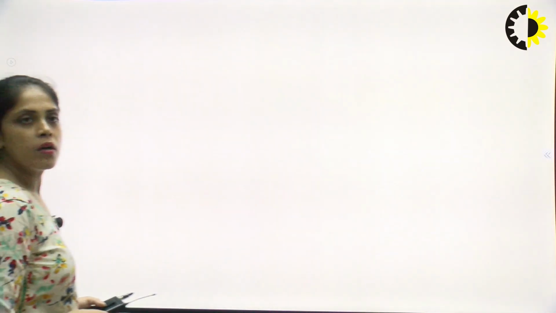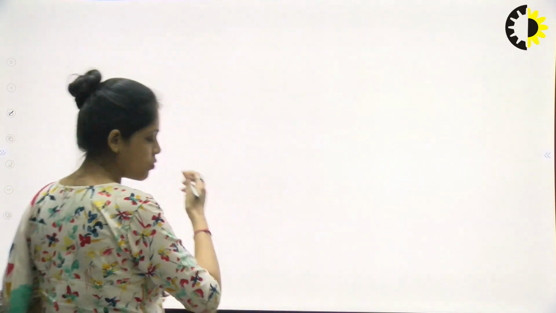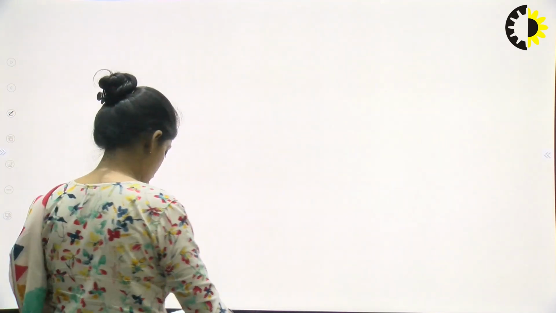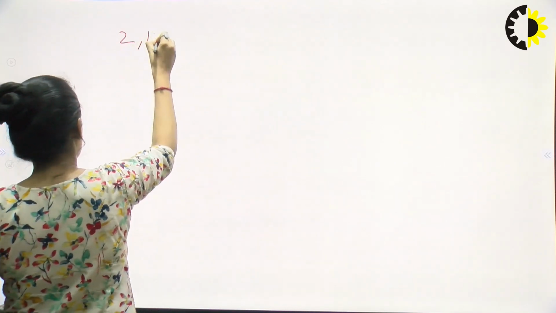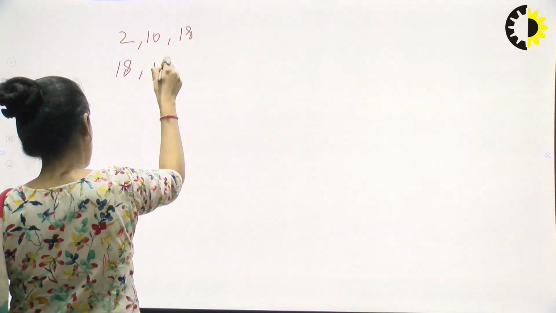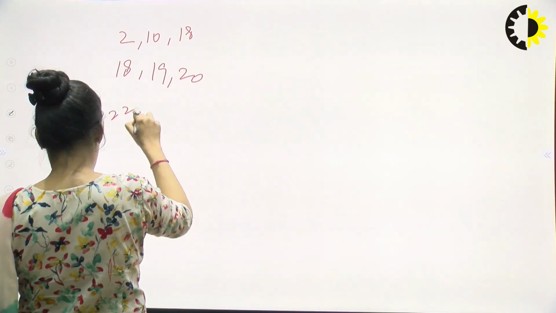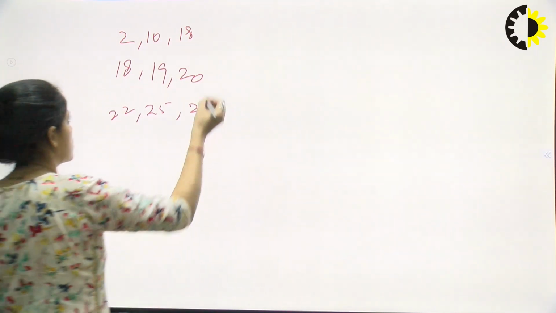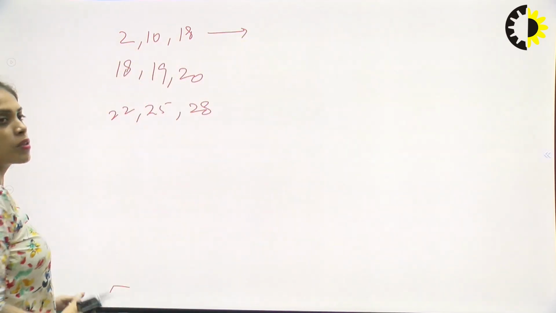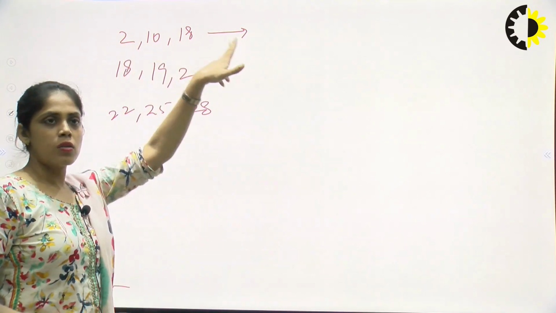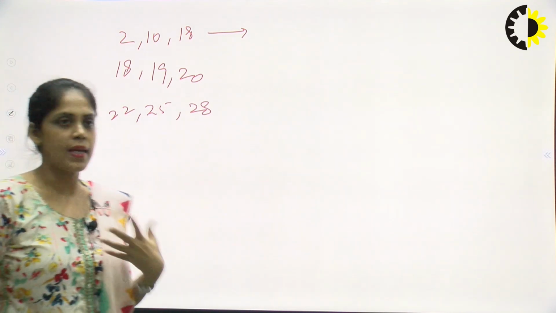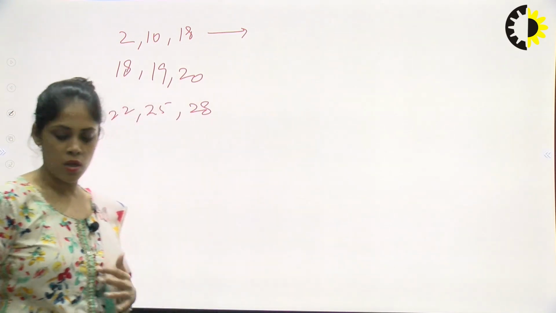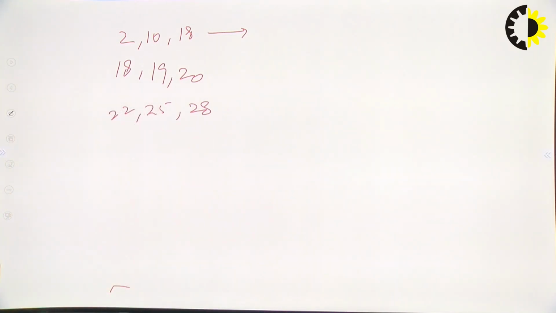Third part is bin boundaries. For bin boundaries, these are our initial bins on which we need to perform smoothing by bin boundaries. Out of this, is 10 closer to 2 or closer to 18? It is exactly the same. The difference is exactly the same, so you can replace it by either one. I am going to replace it by 2.